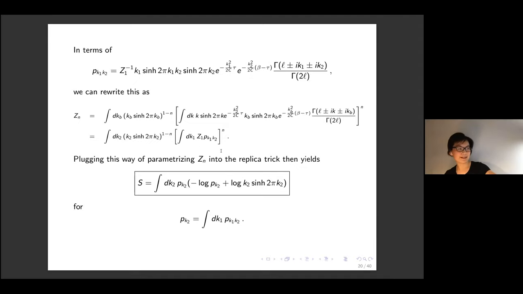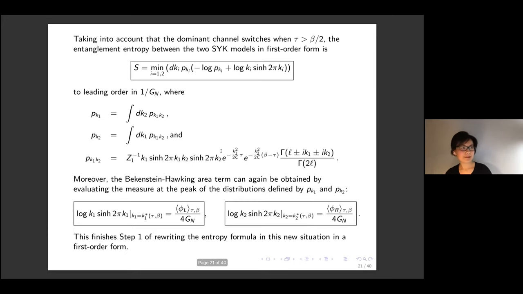So again, I will define this somewhat arbitrary quantity that I'll call P(k1, k2), which at a technical level is the integrand of Z1 with both integrals stripped off. And as before, we can rewrite Zn in terms of it and get to a formula for entanglement entropy in first order form that looks pretty similar to the one from before. These details aren't very important. So that was the result when tau is less than beta over 2.